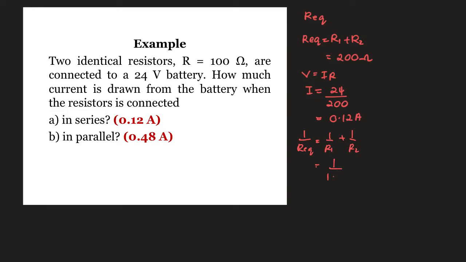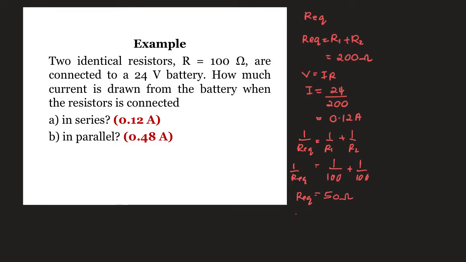So you're going to put 1 over 100 plus 1 over 100 here. Okay, so you need to find the R equivalent. Make sure that you don't forget to put 1 over R equivalent, because that is the most common careless mistake that I found in my students. So what you are going to get here is 50 ohms.